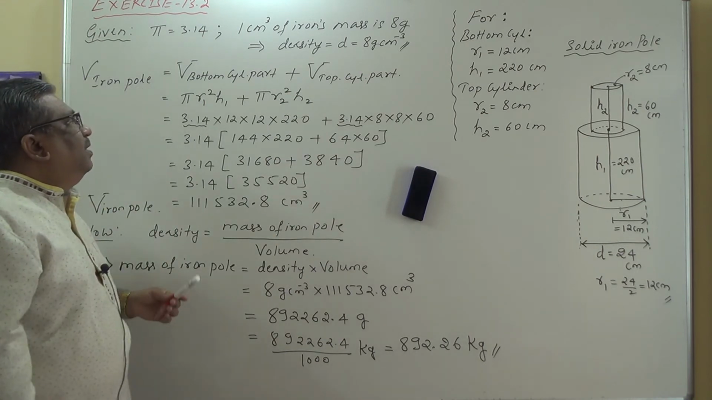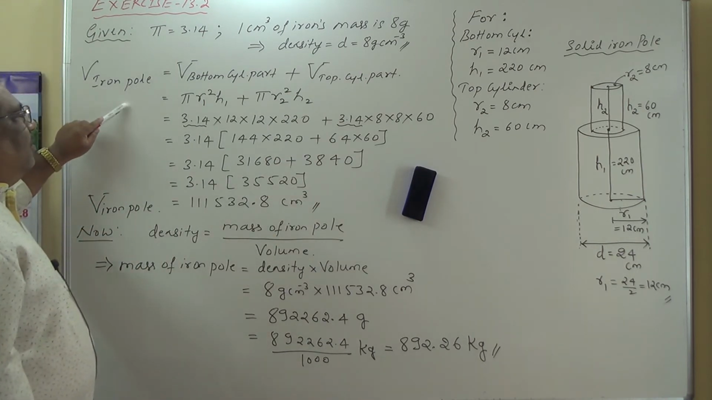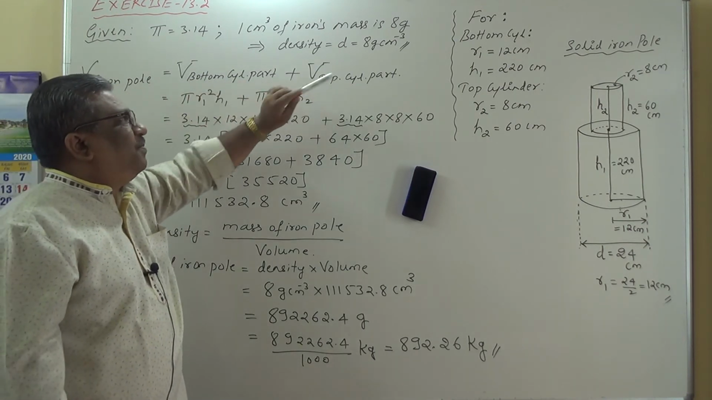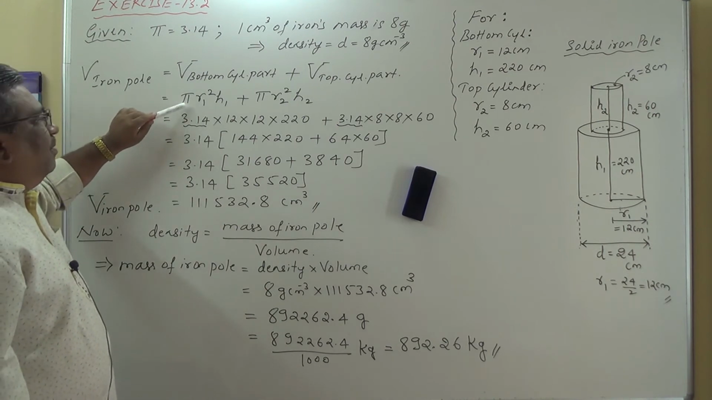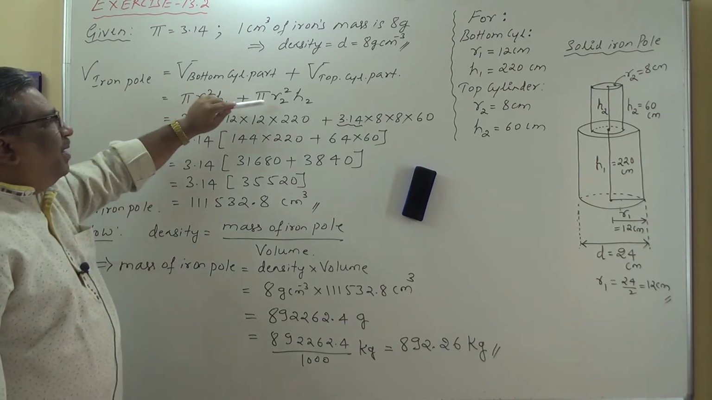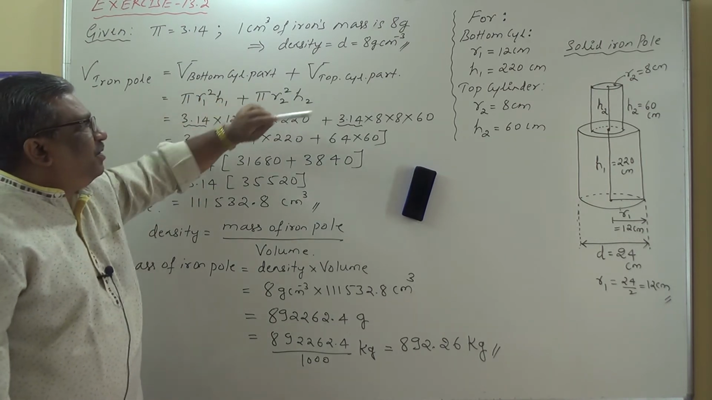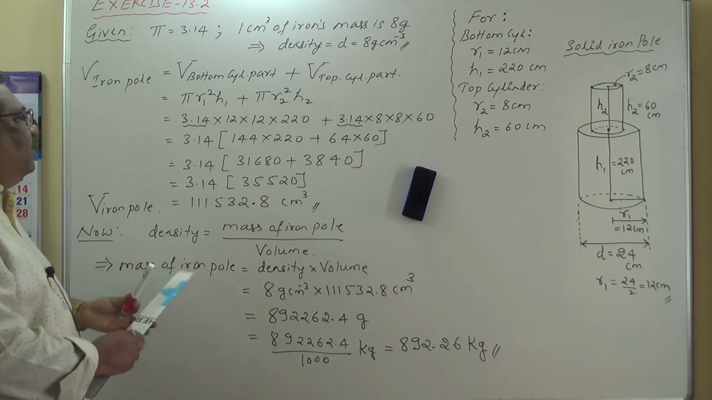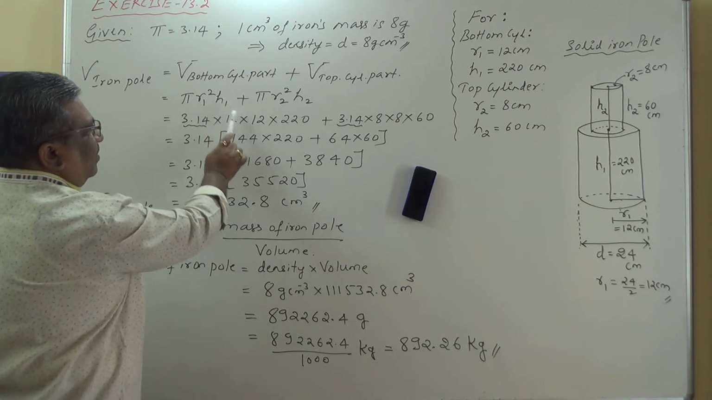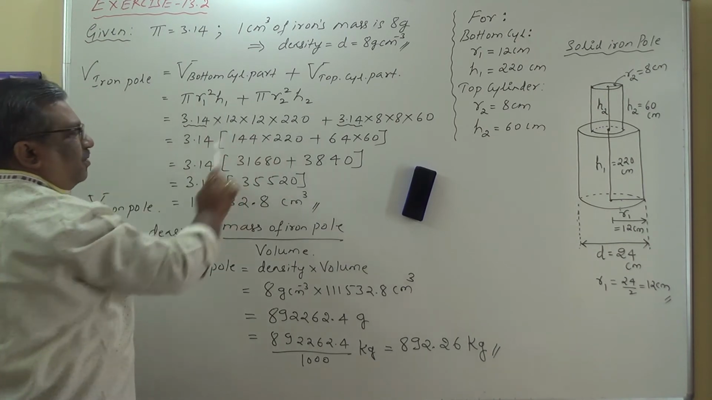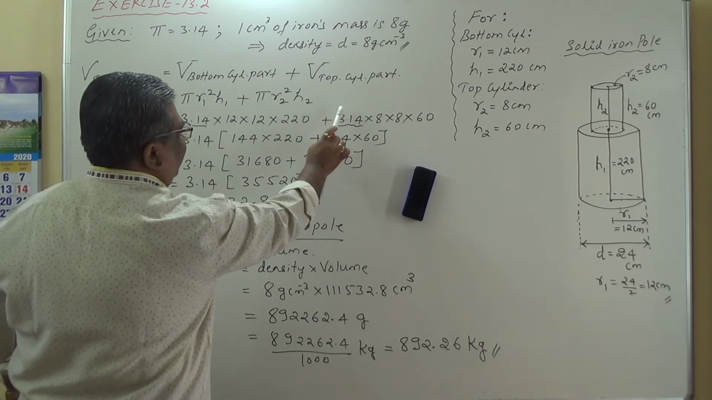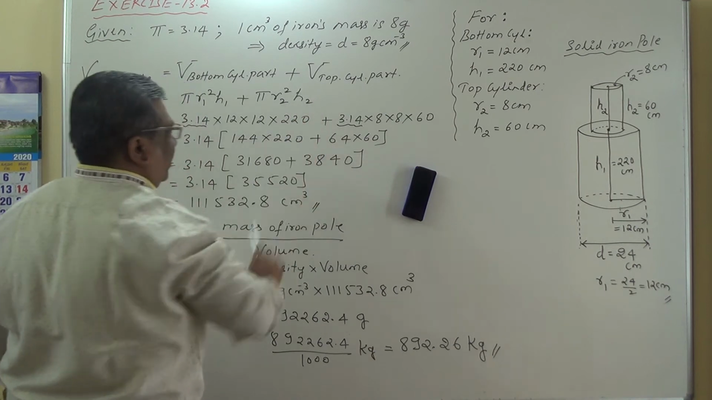Now, volume of the iron pole is volume of bottom cylindrical part plus volume of top cylindrical part. Volume of bottom cylindrical part is pi r1 square h1 plus pi r2 square h2 is volume of top cylindrical part. So substituting the values here, pi is 3.14, 12 into 12 into 220, and here pi is 3.14, r2 is 8, so 8 into 8 into 60 is the height here.